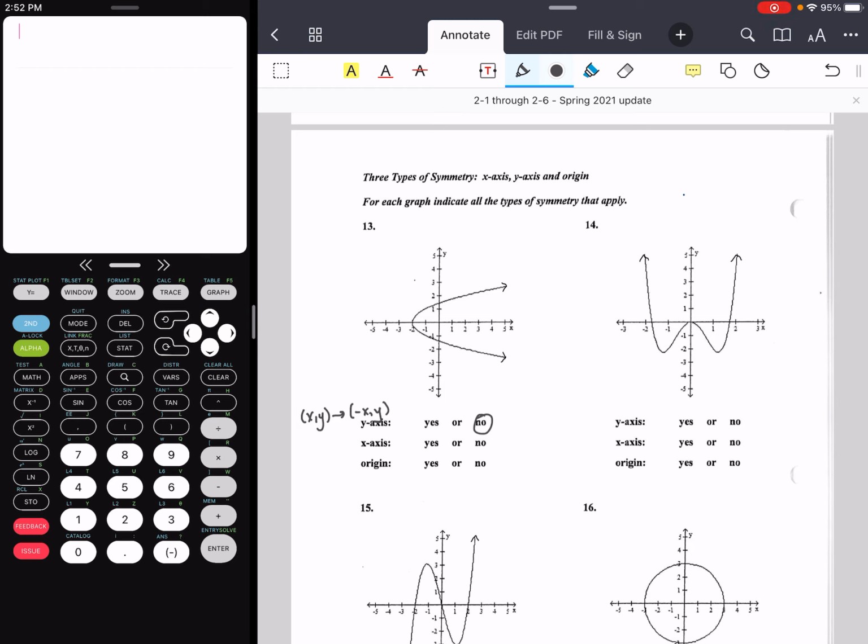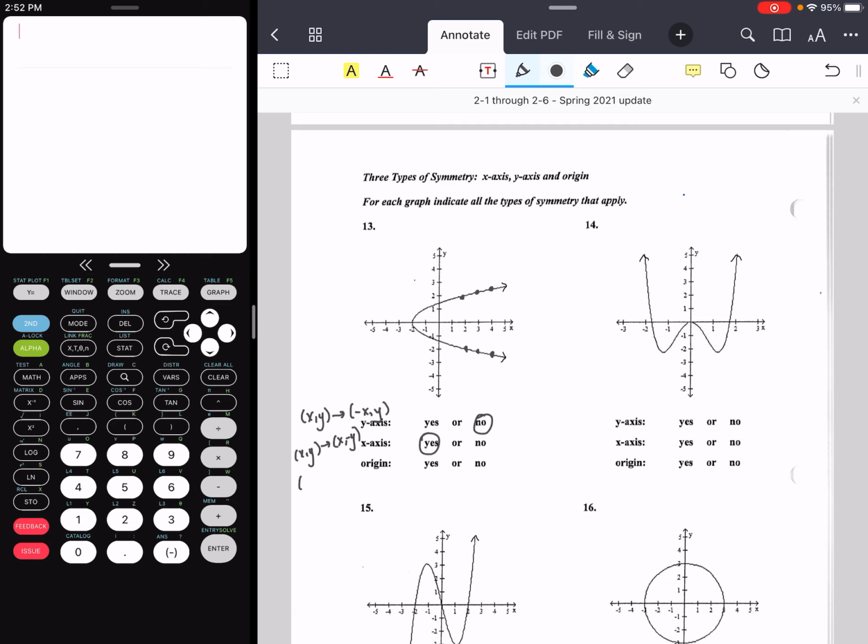If we have x-axis symmetry, then for every x, y, we'd have a matching x, negative y. And I do see that in this case. So for example, we have 4 and then maybe 2.5, it looks like. Something like that: 4 and something like negative 2.5. So we have the matching x values with the opposite sign y values. Here and here, here and here. So yes, we do have x-axis symmetry.